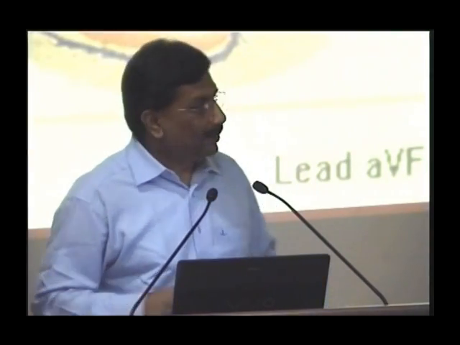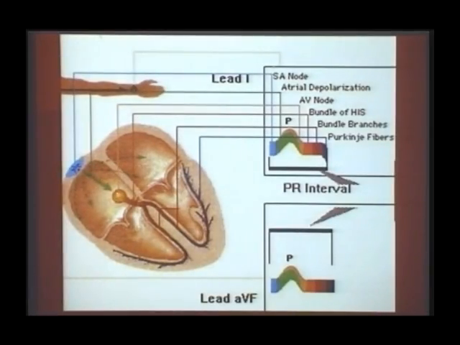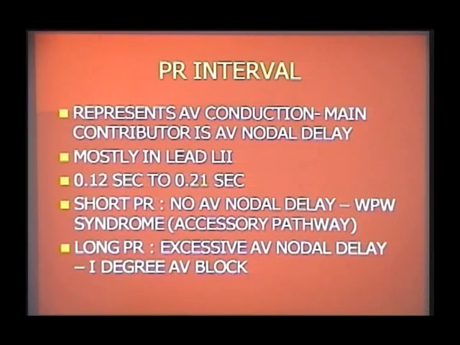Right? So the PR interval, as I told you, the main contributor to the entire atrioventricular conduction is the AV nodal delay. So 0.12 to 0.21 second is normal. If it is less than 0.12 second, what does it mean? That means my AV node is not giving delay, isn't it? My PR interval is short.